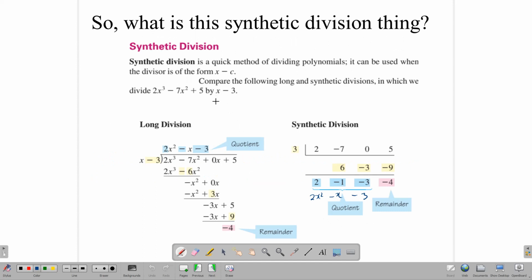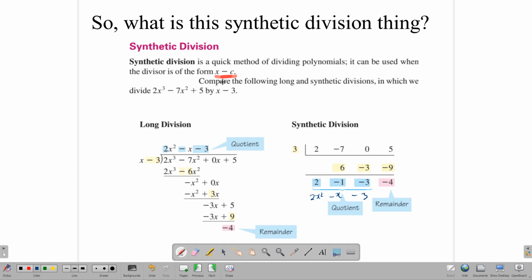Now what exactly is synthetic division? Synthetic division is a quick method of dividing polynomials. It can be used when the divisor is of the form x minus c. And to rub that in a little bit more, it can only be used when the divisor is of the form x minus c. If the divisor is not of this form, we cannot use synthetic division at all. In that case, we would have to use long division to divide out our polynomial. But once our divisor is of this form, x minus c, we can use this technique called synthetic division.